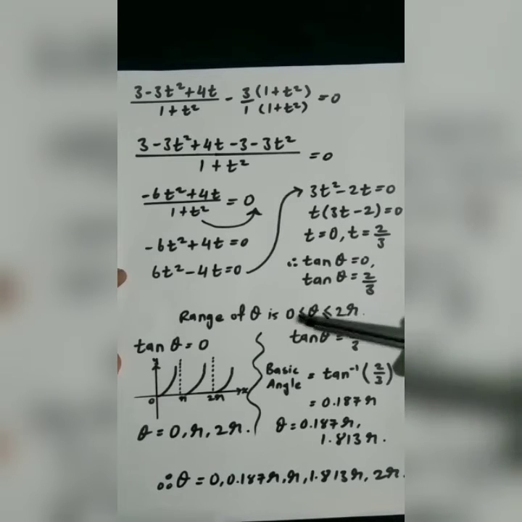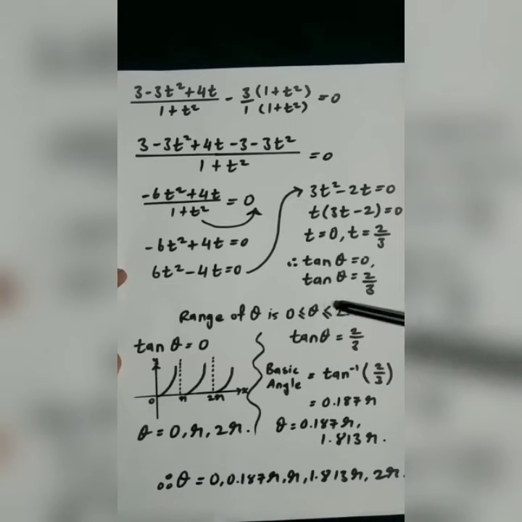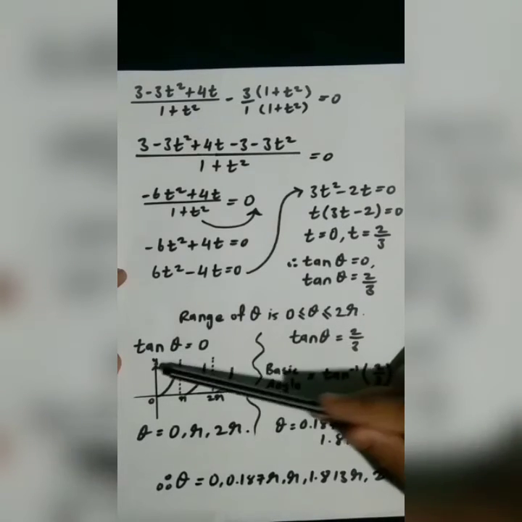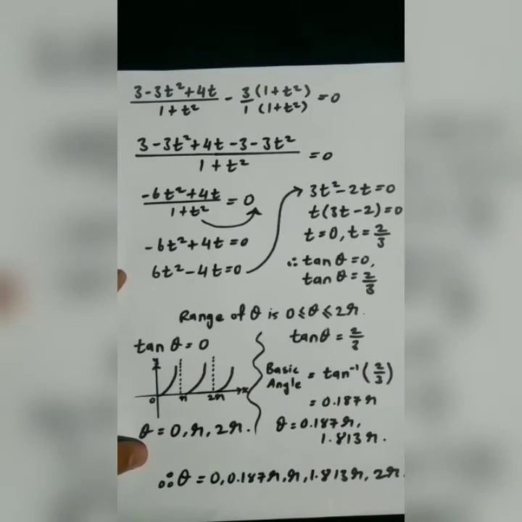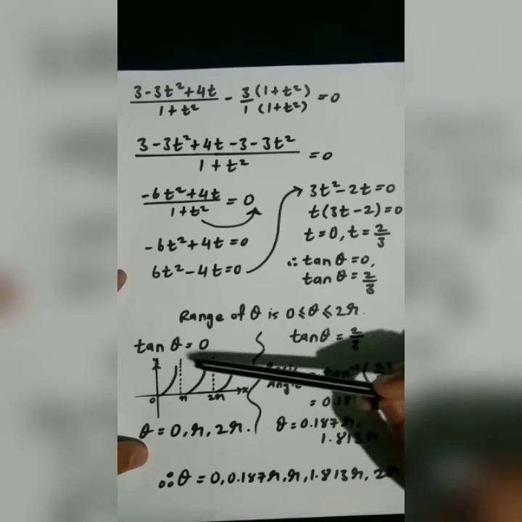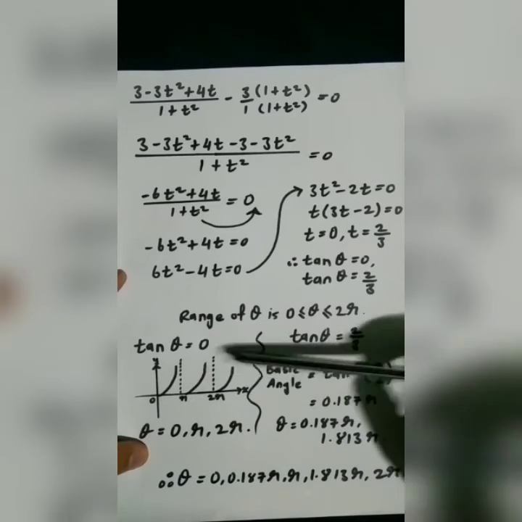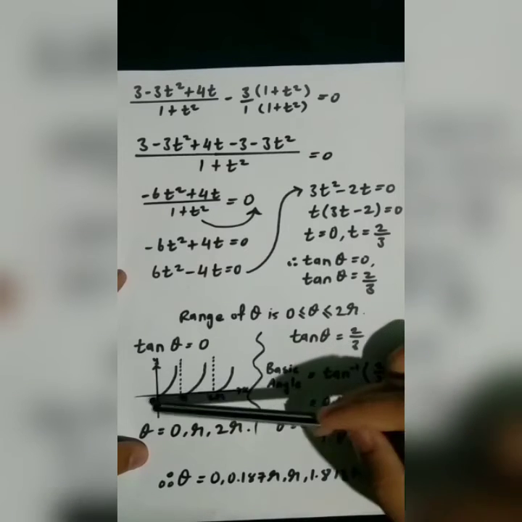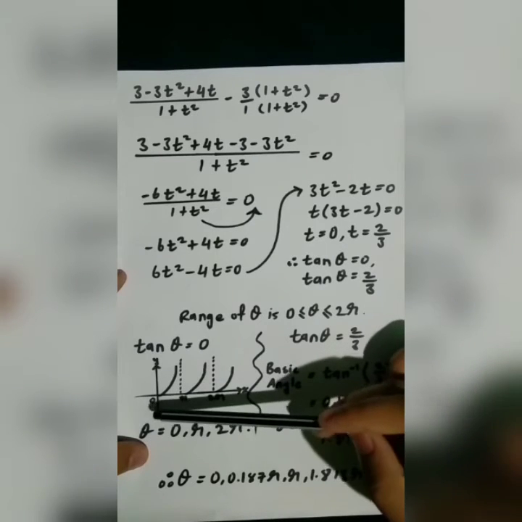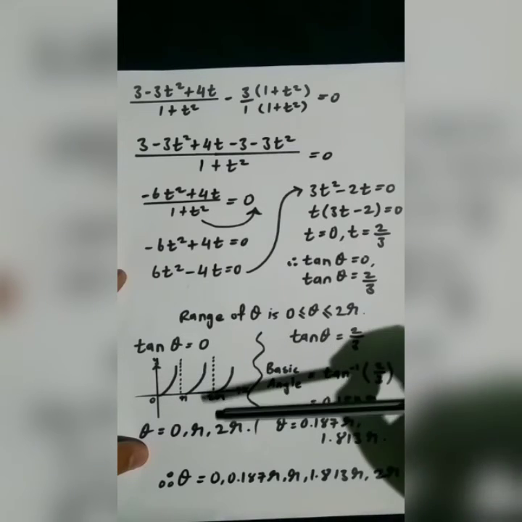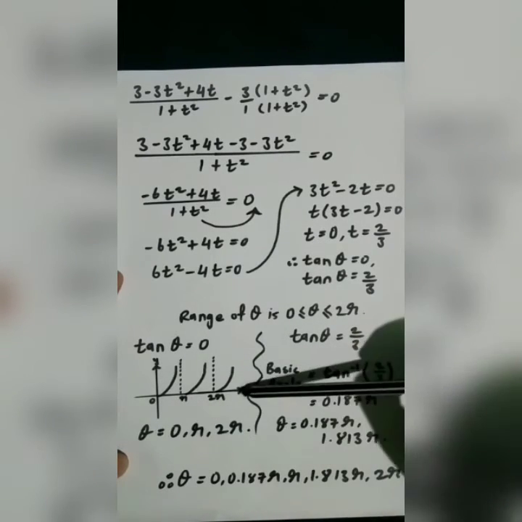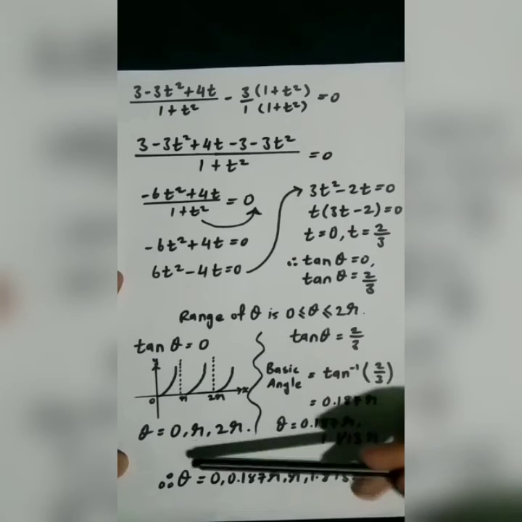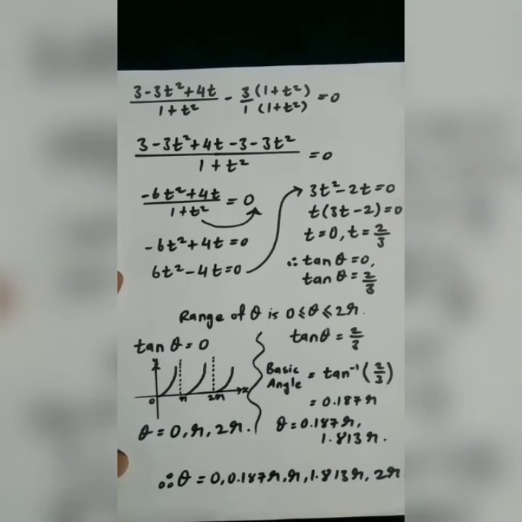After that, we will use the tan theta value here to find the range of theta, which is theta greater than or equal to 0 and less than or equal to 2 pi. First, we look at tan theta equals 0. So remember, whenever tan theta equals 0, the theta axis values will be 0, pi and 2 pi. Because of that, theta or x here will be 0, pi and 2 pi.